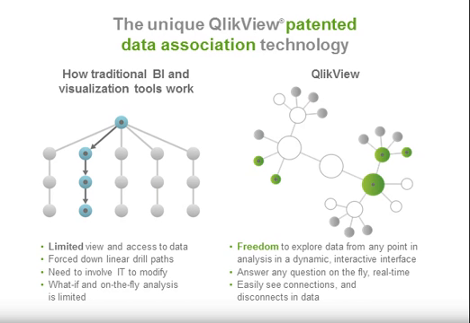So when you ask a question and you make a selection, you'll see what's associated will be in white and what's not associated will be in gray. And the reason that's important is because sometimes you make the biggest discoveries in the stuff that's not associated with the question that you ask, because you'll say, I wonder why that's not associated.